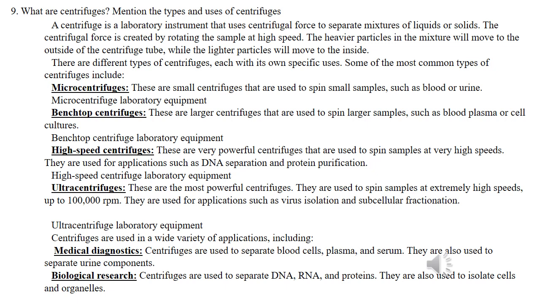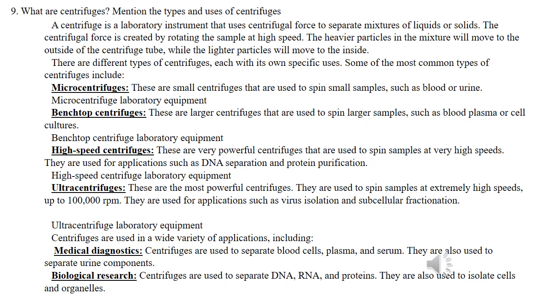Microcentrifuge laboratory equipment. Benchtop centrifuges. These are larger centrifuges that are used to spin larger samples, such as blood plasma or cell cultures. Benchtop centrifuge laboratory equipment. High-speed centrifuges. These are very powerful centrifuges that are used to spin samples at very high speeds. They are used for applications such as DNA separation and protein purification.